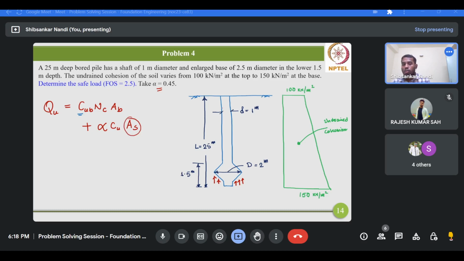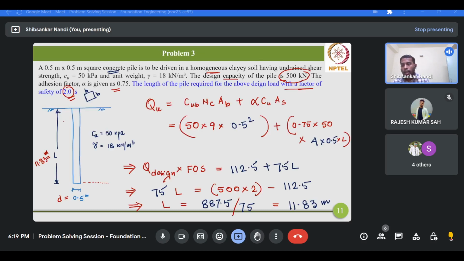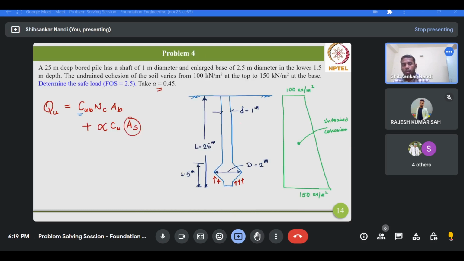So earlier we considered the entire length for the calculation of skin friction resistance, so the entire length will be effective. However, for this problem, this projecting part, the length of the bulb, we will not consider, to be on the conservative side. Though you can consider it, we will not.